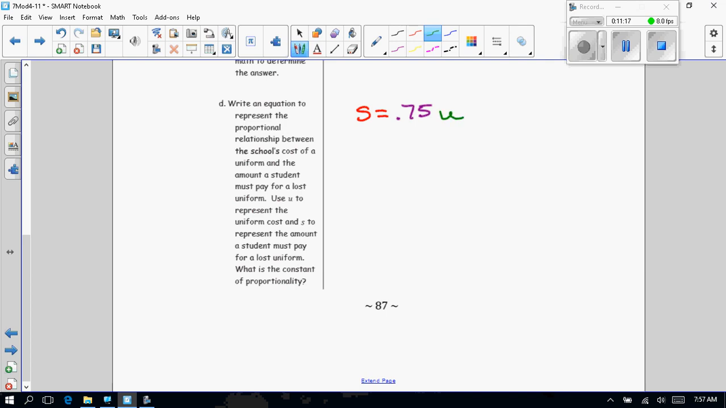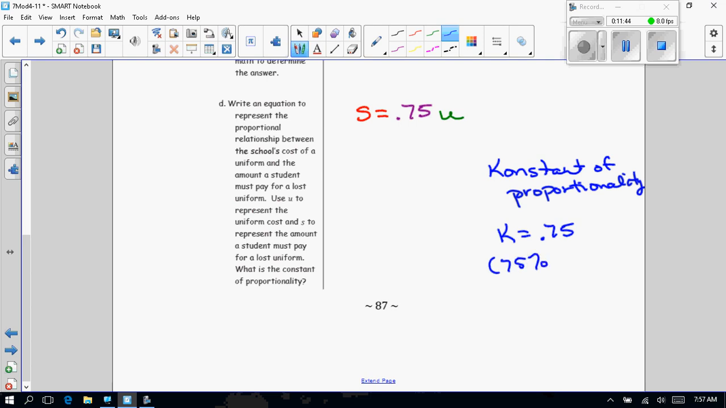What is our constant of proportionality? Ooh, there's a term we haven't seen in a while. Remember, I purposely misspell the word constant to help me remember that constant is the letter K. What is my constant of proportionality? It is 0.75. This means that the student is paying 75%. Right? They're going to pay 75% of it.